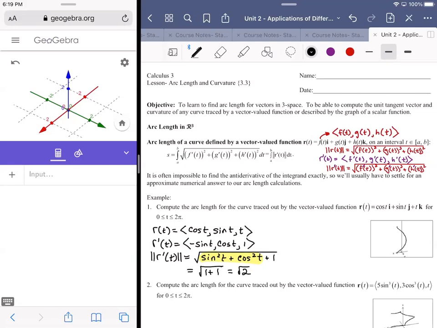All right, so it turns out that the magnitude of the derivative of the vector valued function is equal to the square root of 2. Now, that's not the arc length, but that's a step in the direction for figuring out the arc length.